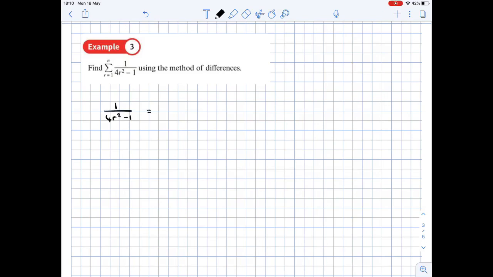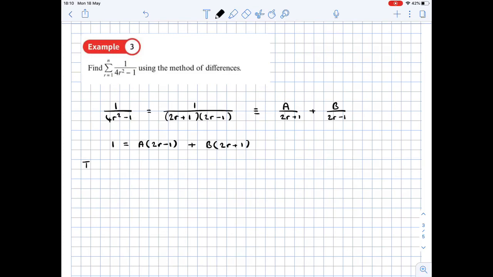Looking at the denominator, I see that it is a difference of two squares, which I then know is equivalent to A over 2r minus 1, plus B over 2r plus 1. So next step, let's try and solve this partial fraction. So I know that 1 is equal to A(2r plus 1) plus B(2r minus 1). So I've multiplied through by the common denominator to get that.